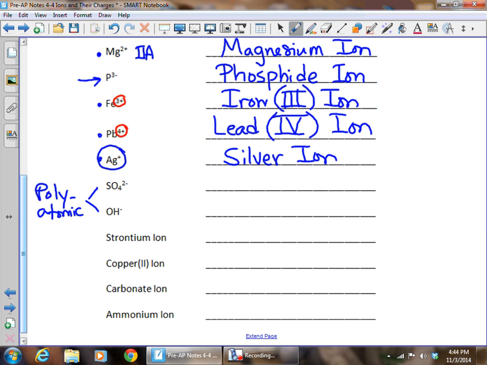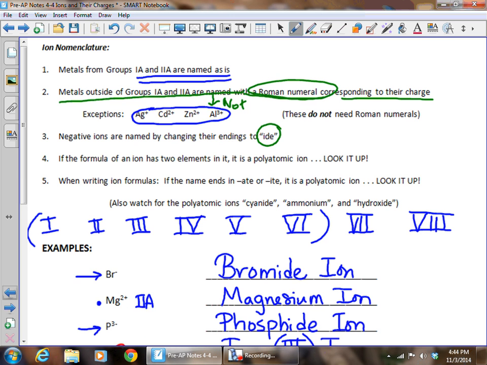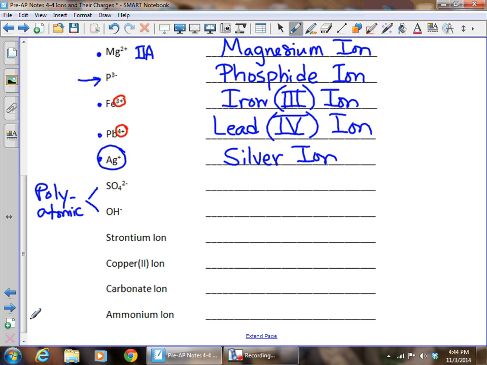And the list is back here. We need SO4 2-, and we see that SO4 2- is right here, and that's sulfate. The other one was OH-, and OH- is right here. It's hydroxide. So let's fill those in. This is the sulfate ion. Remember, if it's polyatomic, you're going to check the list. Sulfate ion, and OH- is the hydroxide ion.